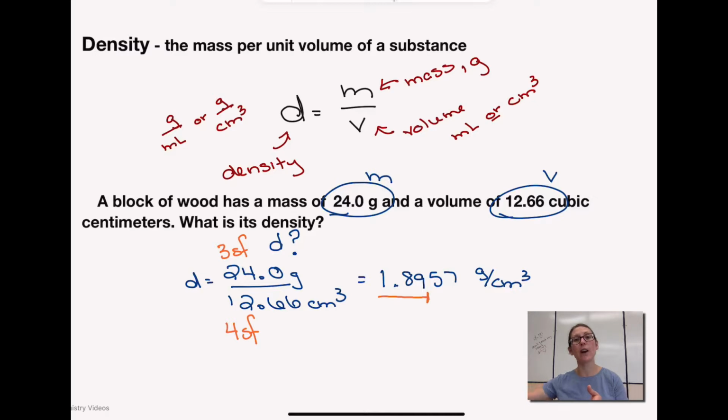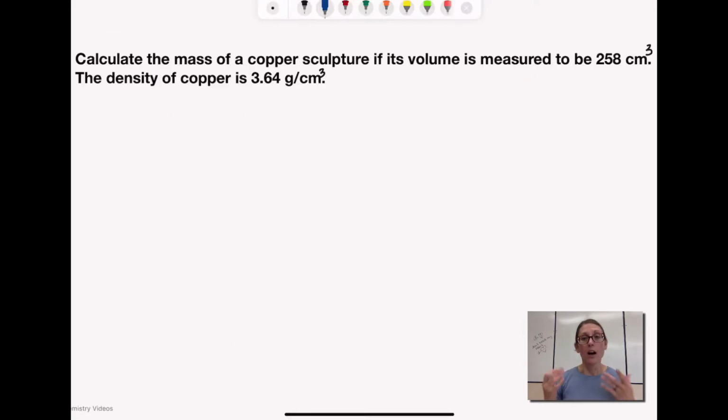Well, the digits following that 1.89 are 5, 7. It's more than halfway. And so this number, when you go to round it, becomes 1.90 grams per cubic centimeter. Okay, the last one we calculated density.